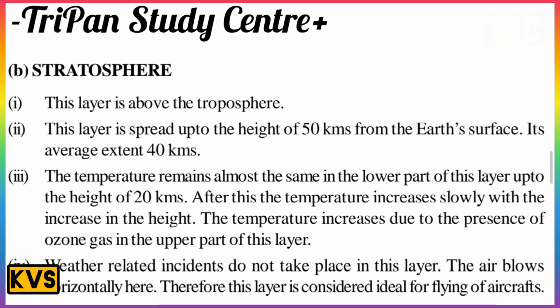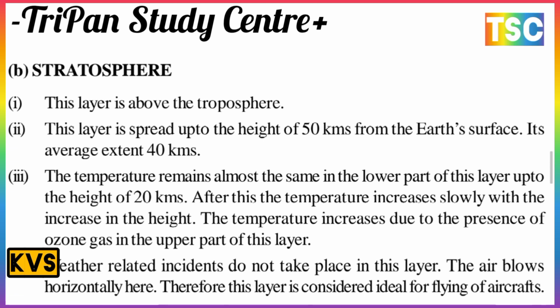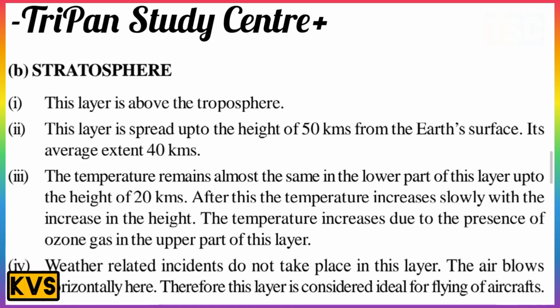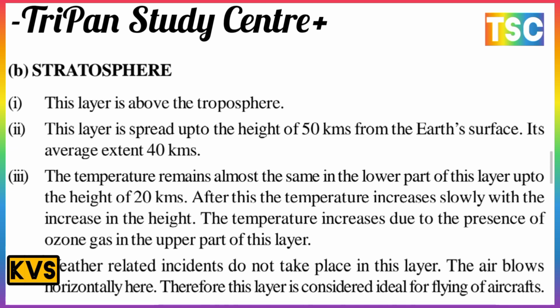The temperature remains almost the same in the lower part of this layer up to a height of 20 kilometers. After this, the temperature increases slowly with increasing height. The temperature increases due to the presence of ozone gas in the upper part of this layer. Weather-related incidents do not take place in this layer, and the air moves horizontally here.